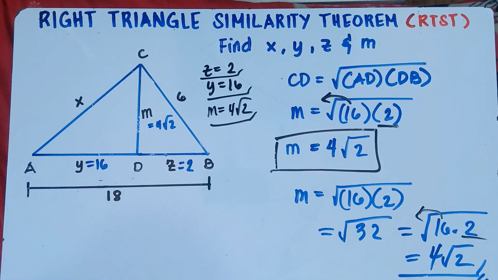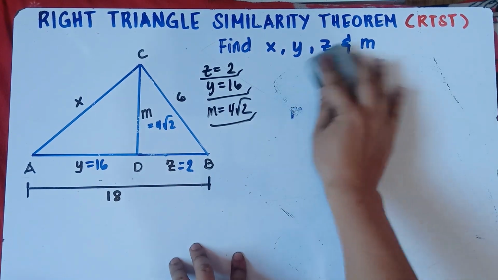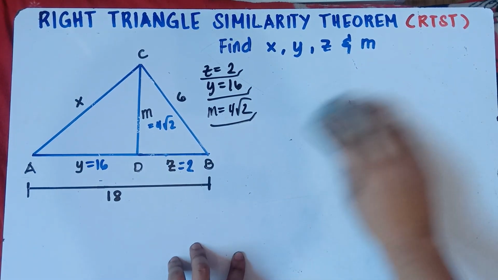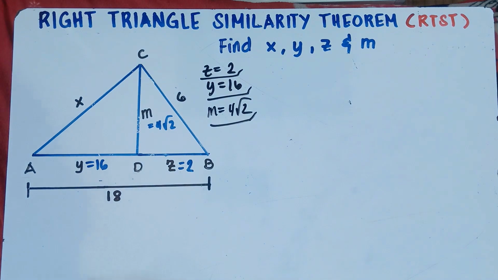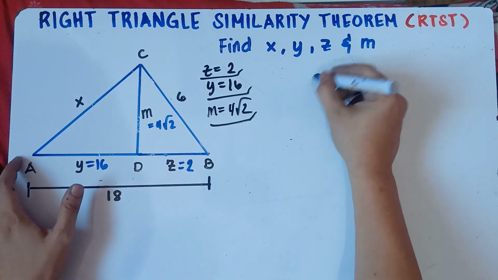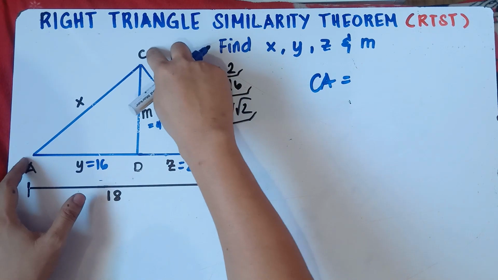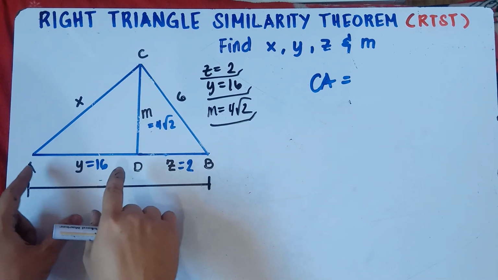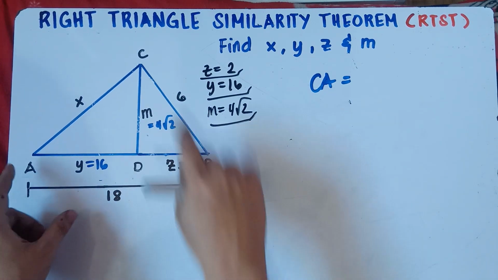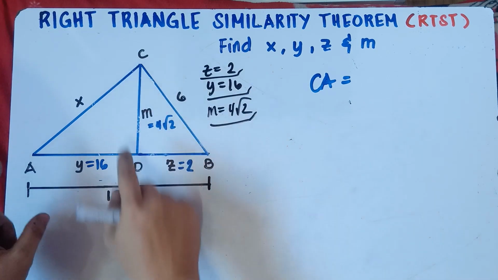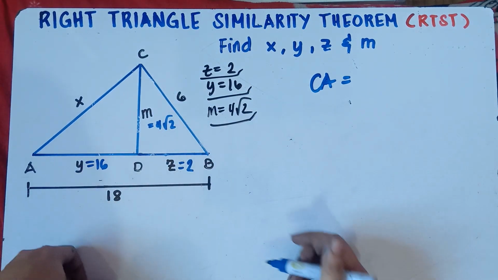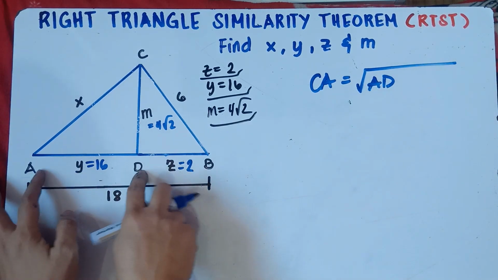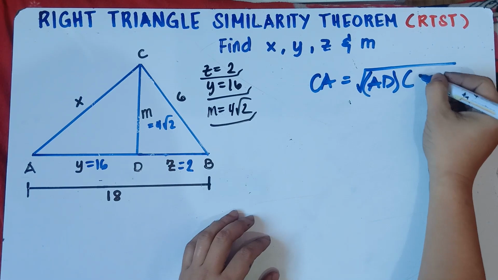Alright, last one for x. Let's find x. Easy, right? For the right triangle similarity theorem, if you understand this one, this will be very easy, class. Let's find x. To find this leg, that would be CA, which is equal to the square root of AD times AB. So to find x, that would be AD times AB, and you get their square root: the square root of AD, this near segment, and then the hypotenuse AB.